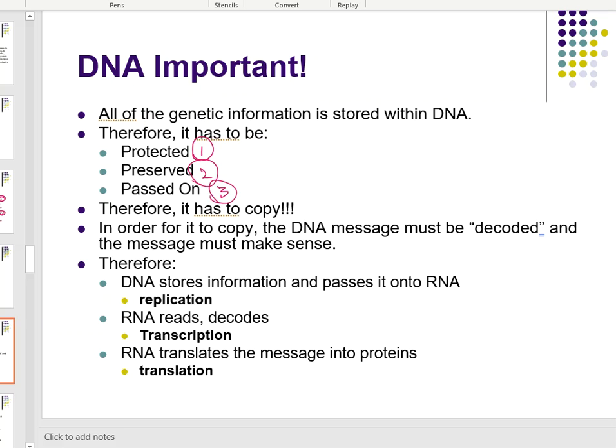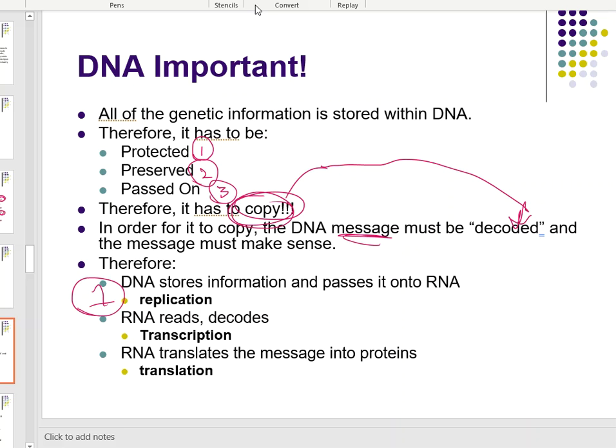So in order for this to happen, DNA had to learn how to copy itself. And in order to copy, there's a message that needs to be transferred. So how do we, what we call, decode this message? And how does the message make sense? So there's 3 things that have to go on with DNA. Number 1, it has to replicate. How does it replicate? Well, DNA has information.